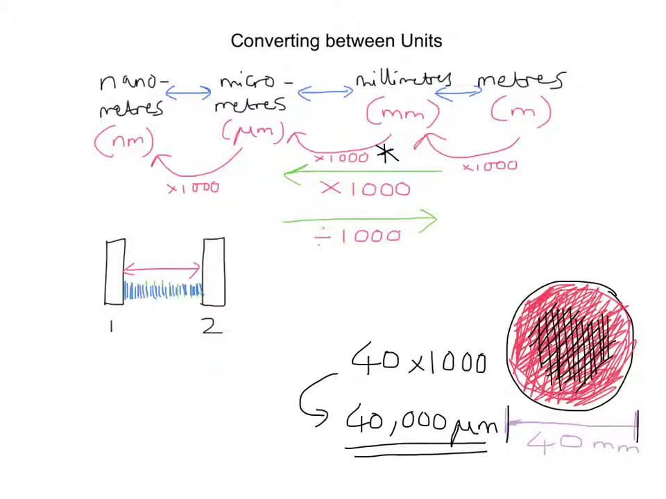So that's how you convert between the different units seen here, between metres, millimetres, micro and nanometres. Every time you jump from one to another, depending on which direction you go, you either times it by 1,000 per step or divide by 1,000 for each step. So I tell my students it's quite useful to note this down in their books as a simple way to remember which way to make the number. Okay, I hope that helps.